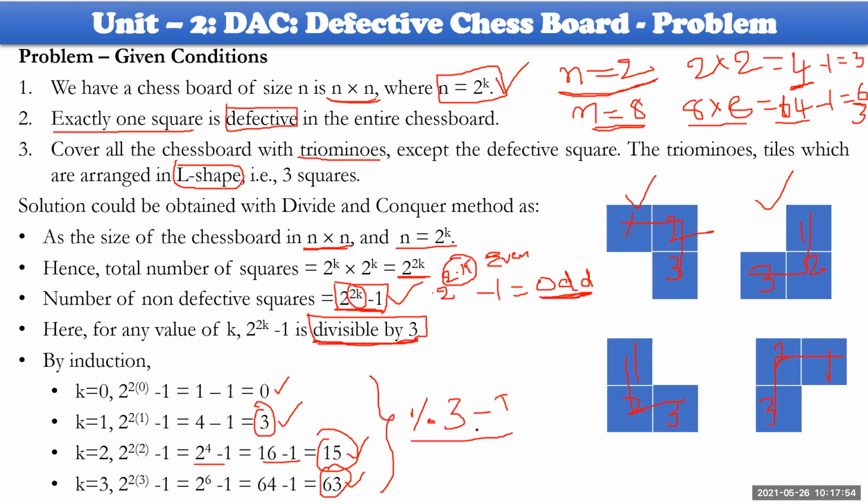Therefore, 2 power 2k minus 1. If you take 2 power 2k minus 1, that will always be divisible by 3. It is possible to be divisible by 3. Okay, by induction, this is the value. So this is the entire problem.